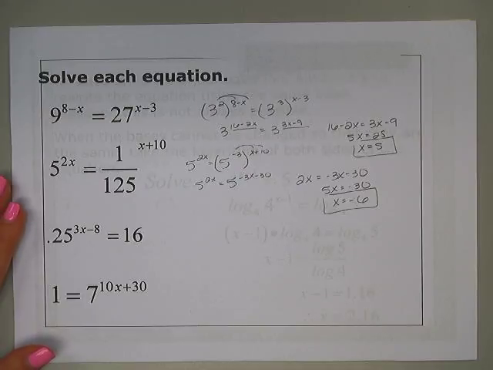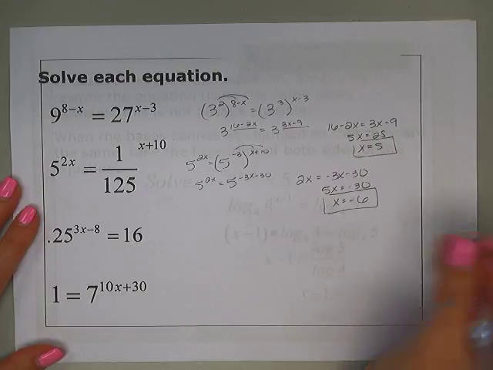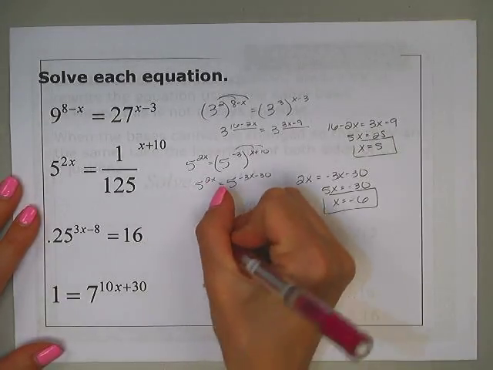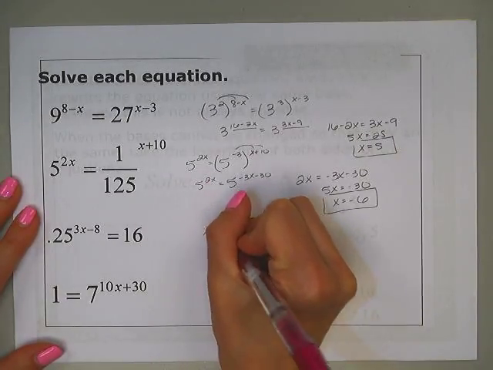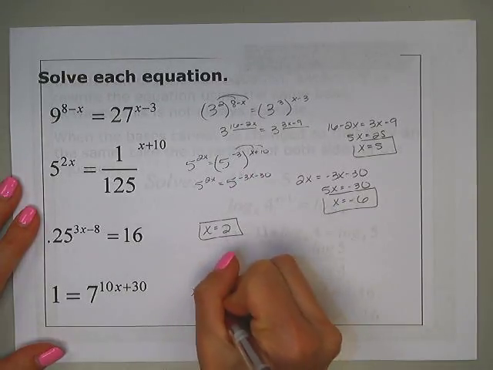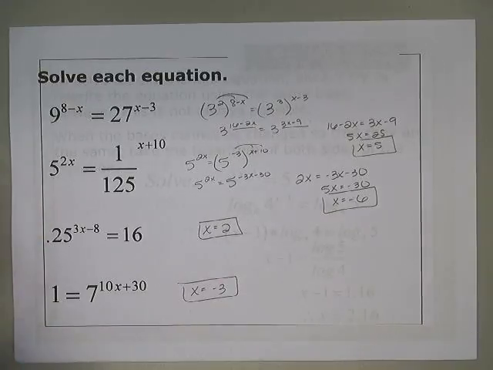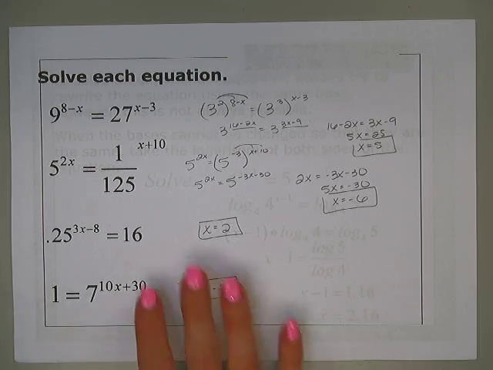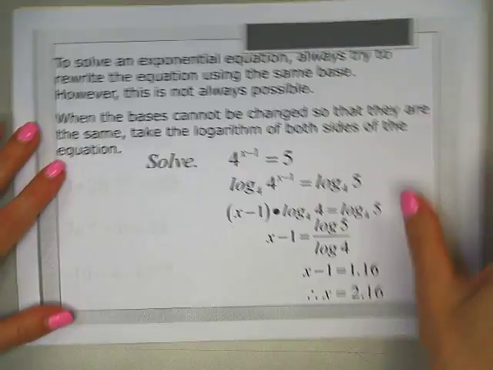Go ahead, take a moment, and solve these next two on your own. All right. Hopefully you were able to solve these next two successfully. The answer for this one was x equals 2, and the answer for the last one was x equals negative 3. And those were the next two. Let's continue on.